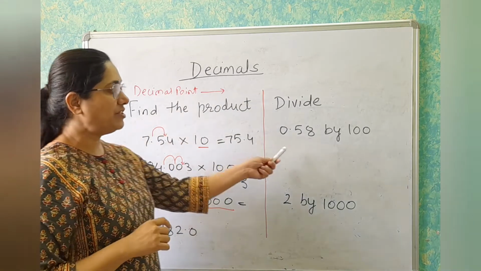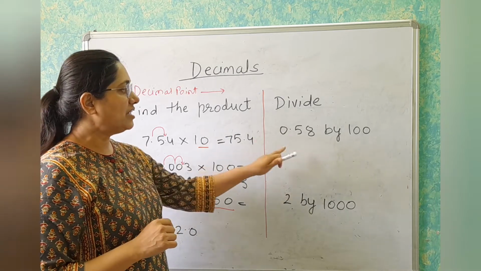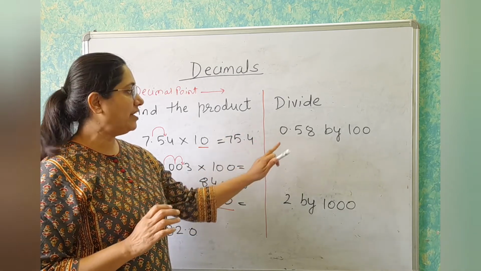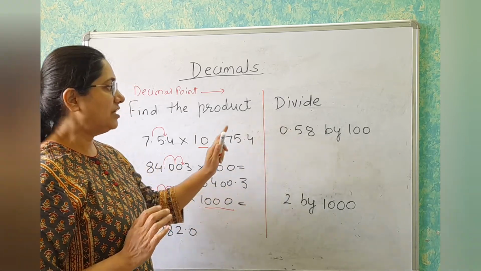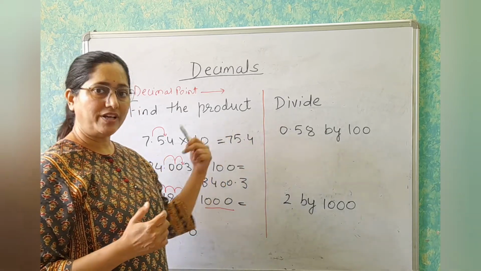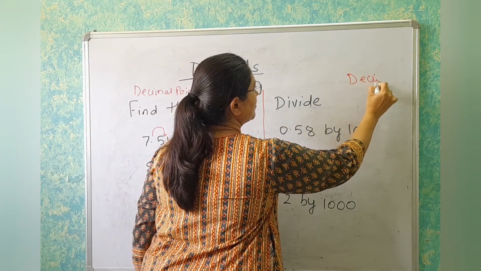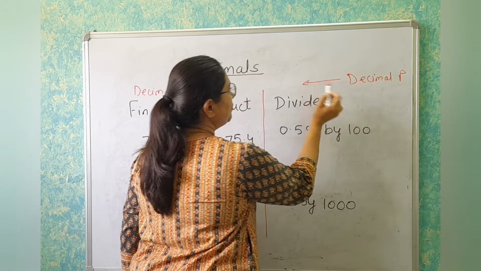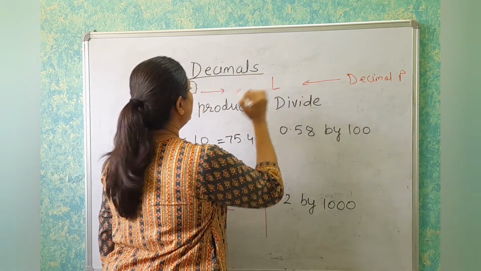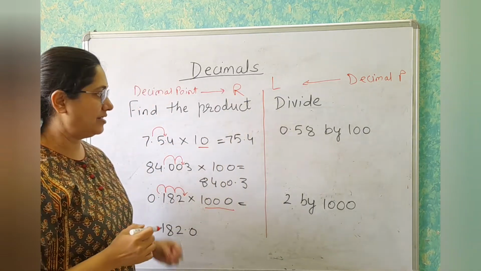And what about division? It is exactly opposite of multiplication. In case of division, if you are dividing any decimal number by 10, 100 or 1000, the decimal point will shift to the left hand side. So we can say the decimal point will shift to the left hand side. And in the case of multiplication, it shifted to the right hand side.